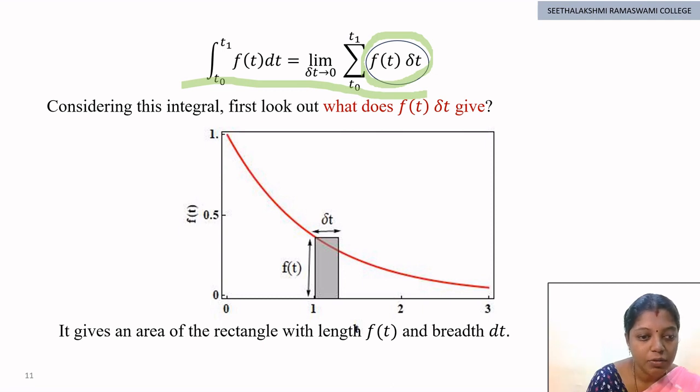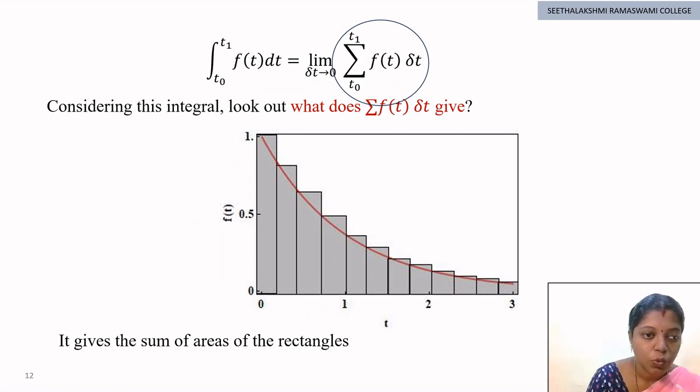So consider the curve. Here I'll take t equal to 1, and I have shown f of t at t equal to 1 is this length, and del t is nothing but this length. So when you multiply f of t into del t, you will get the area of the rectangle with length f of t and breadth del t.